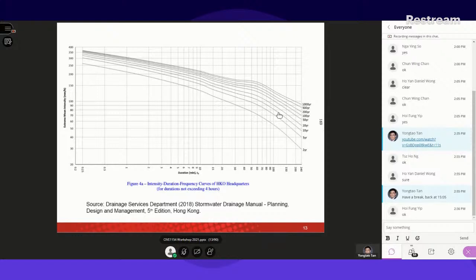So the historical rainstorms are used in the actual storm event simulations, which are carried out with the calibration, verification of the hydraulic models, with flood forecast and also post-event flood evaluation.